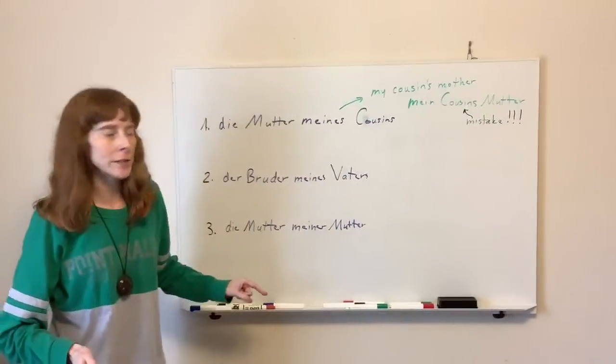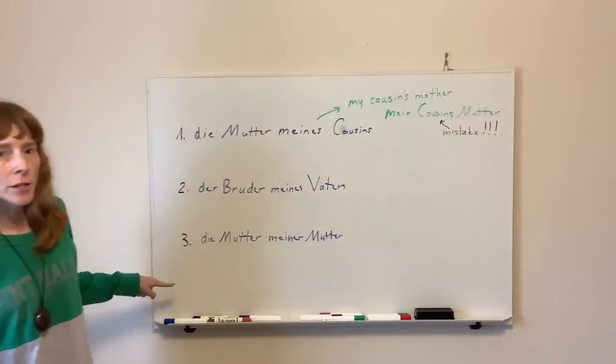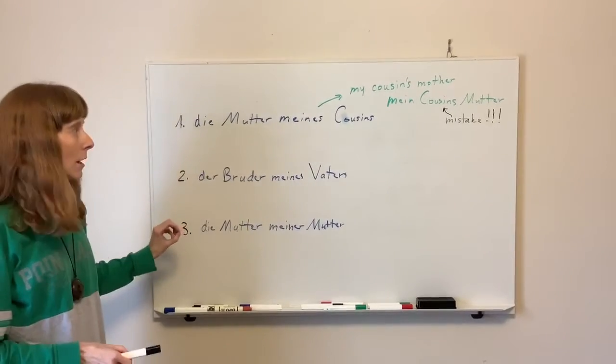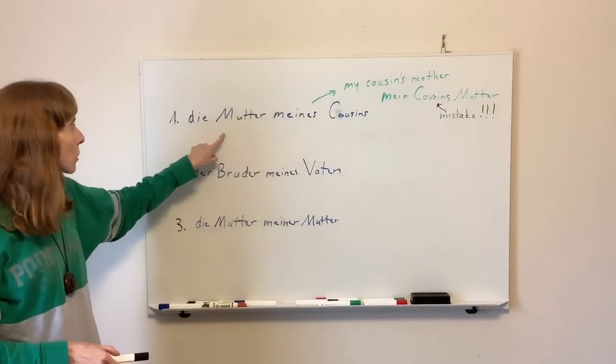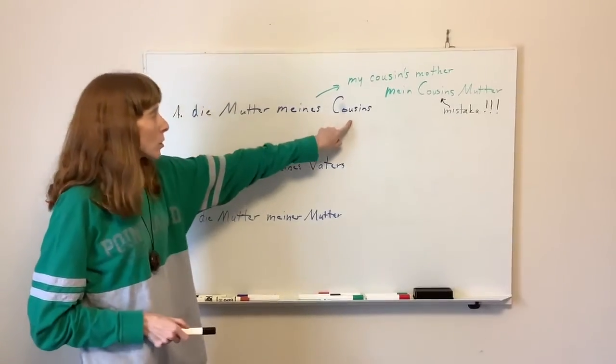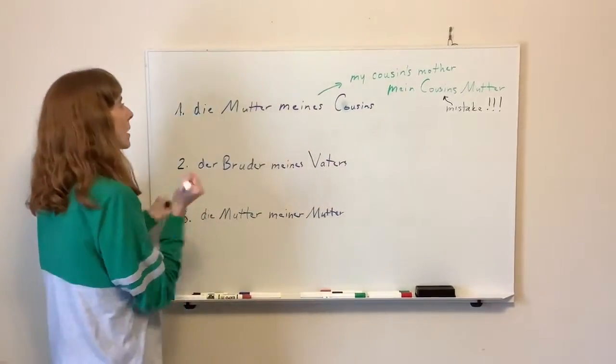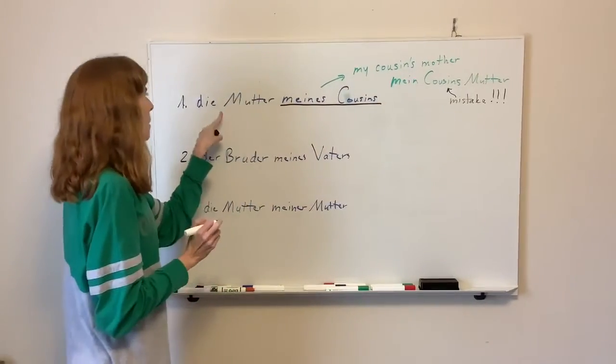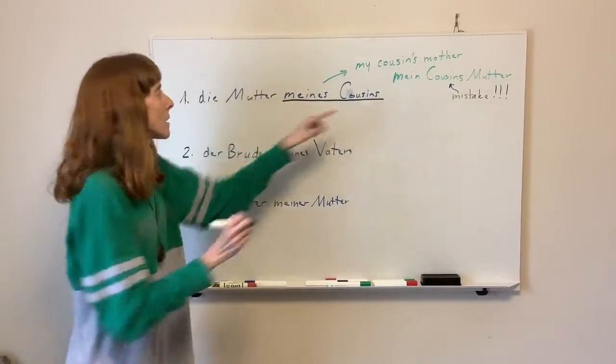Okay, so more about the genitive case. I've got 3 examples here that are in the genitive case, just to kind of give you an idea of what it looks like. The first one is die Mutter meines Cousins. Okay, so this is the part that's actually in the genitive case. The mother of my cousin.